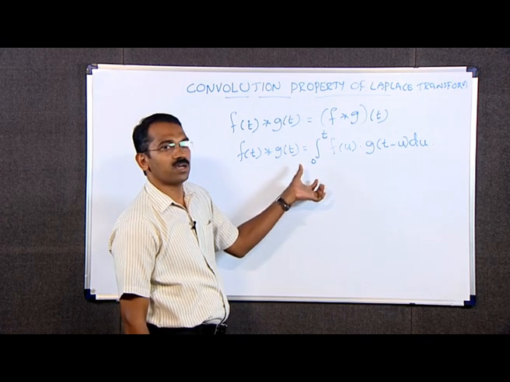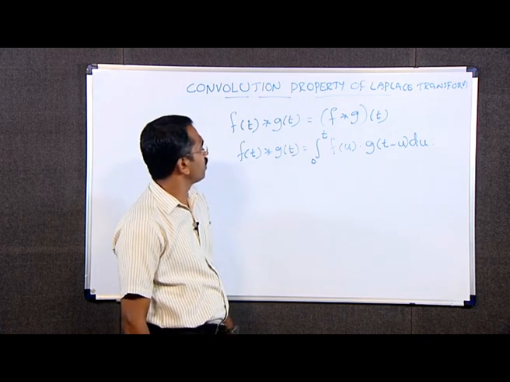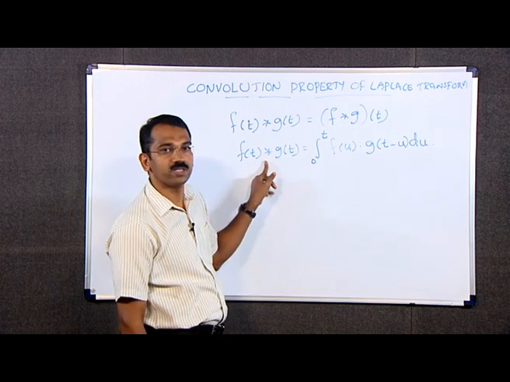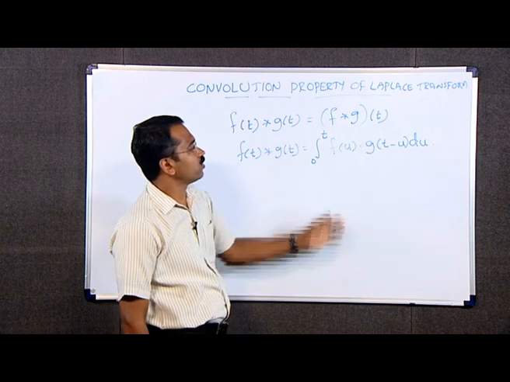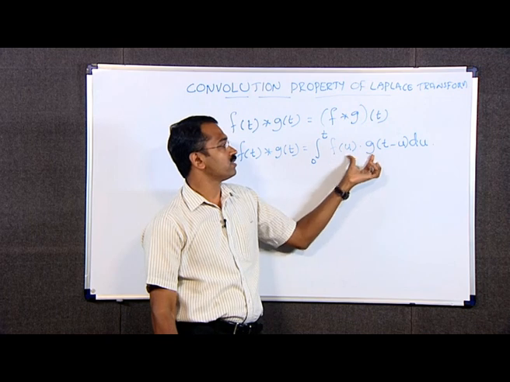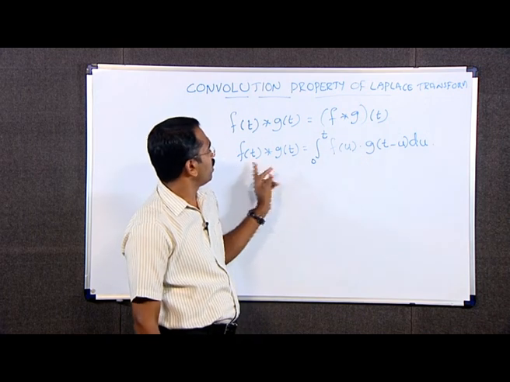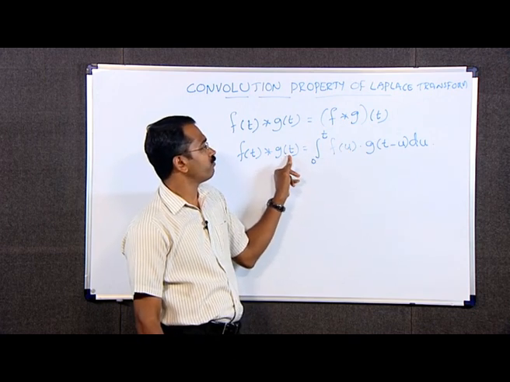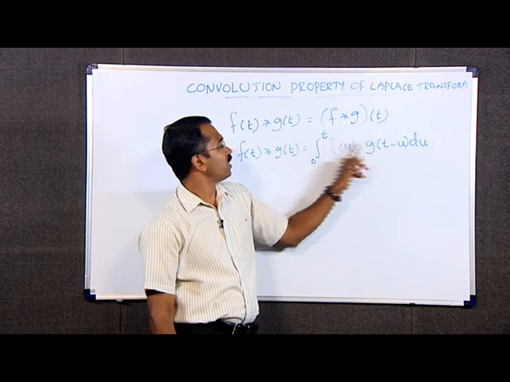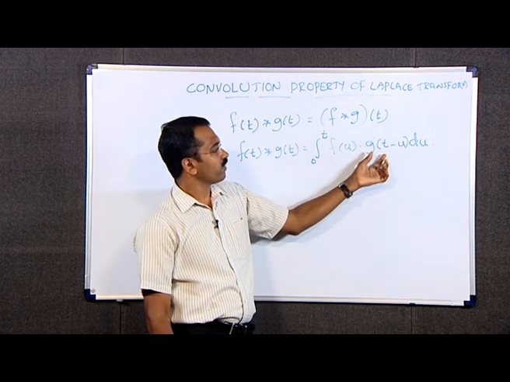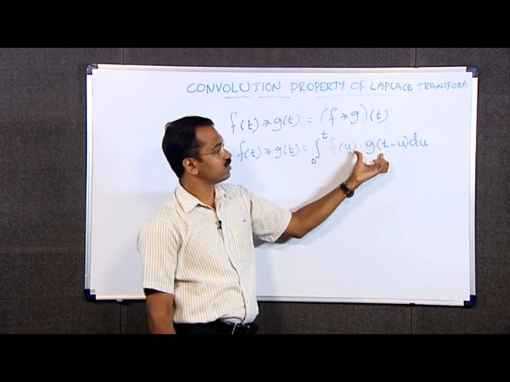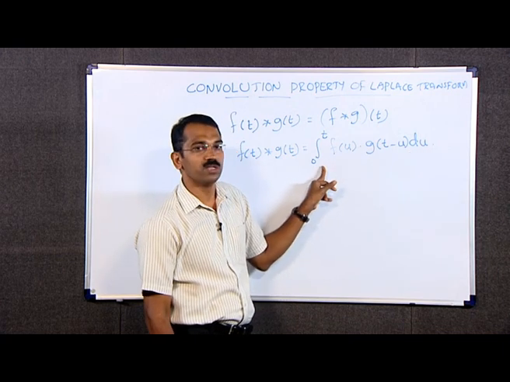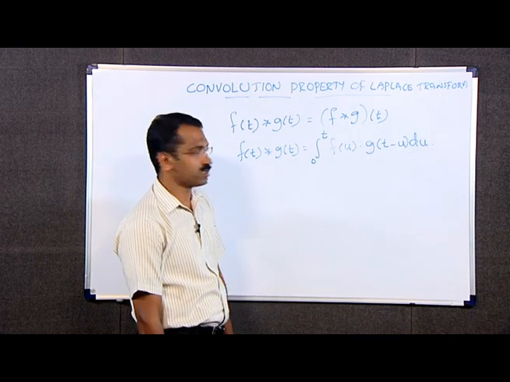This is the definition of convolution, that is convolution of two functions in t, f of t and g of t, is obtained by integrating this product. In f of t, just replace t by u, and in g of t, we replace t by t minus u, then taking the product of these two functions and then integrating with respect to u between the limits 0 and t, which is the definition of convolution.